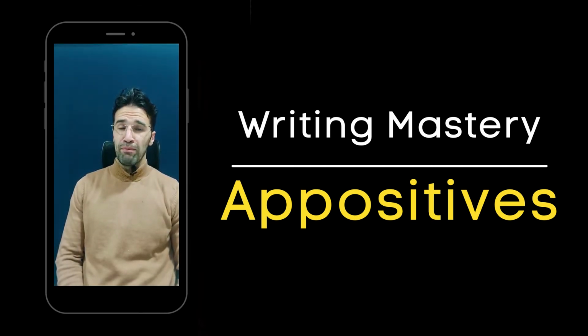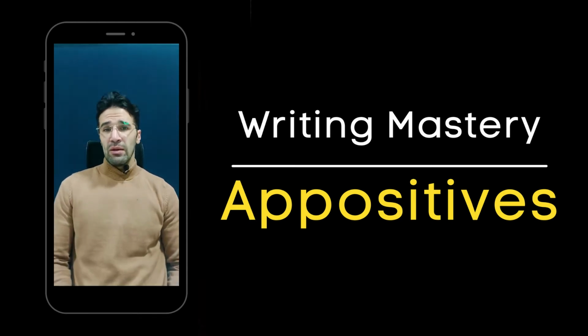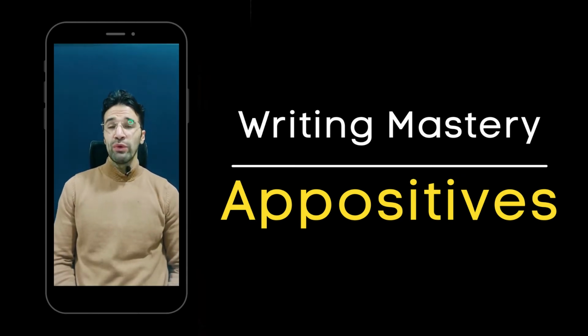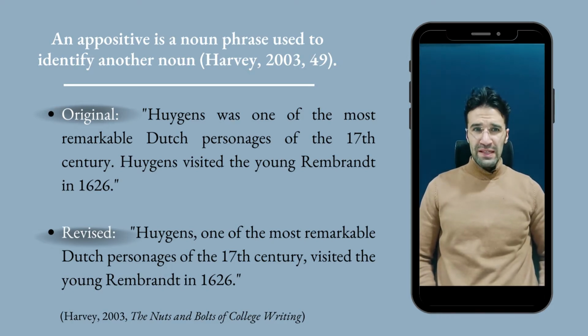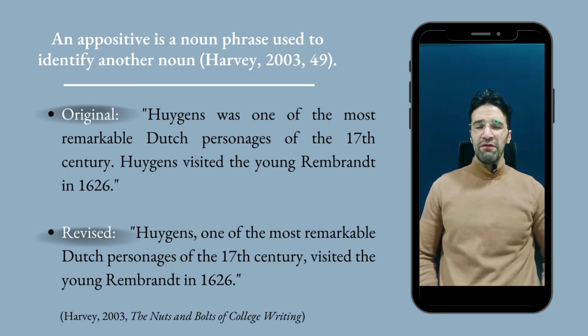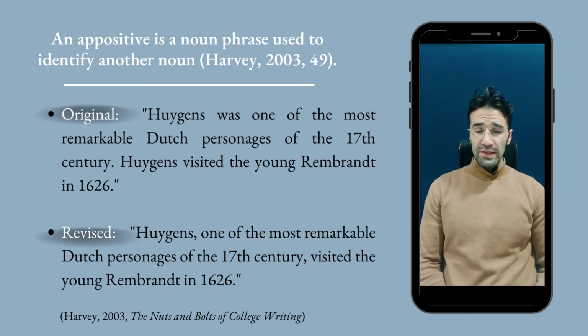Appositives play a big role in writing. Let's see what they are and how we use them. So, definition: an appositive is a noun phrase used to identify another noun. Let's see this example to understand what appositives are.